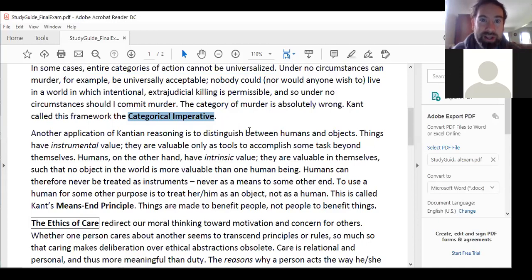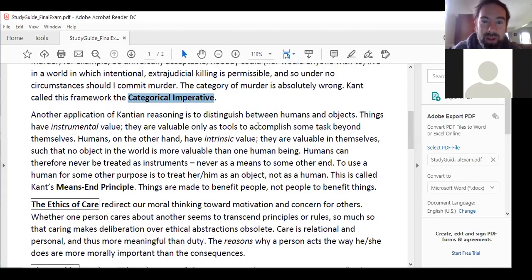you're still betraying your duty to your fellow person. You're still treating that person as if they are less valuable than you are. So even when the consequences seem to justify it, it's not justified under Kantianism.